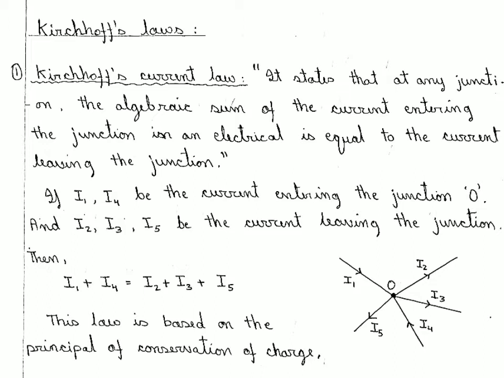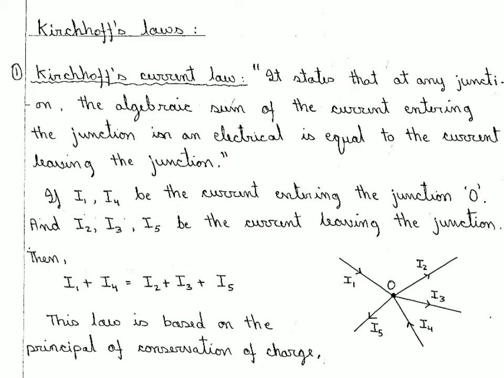For example, we have in the diagram a junction, point O, and here the currents I1 and I4 are entering this junction, and the currents I2, I3, and I5 are leaving the junction. So according to Kirchhoff's current law, the sum of the current entering, which is I1 plus I4, will be equal to the sum of the current leaving the junction, which is I2 plus I3 plus I5. Now this is Kirchhoff's current law.